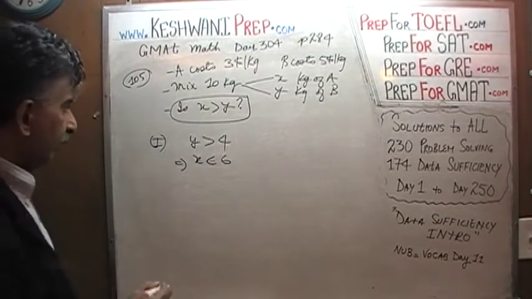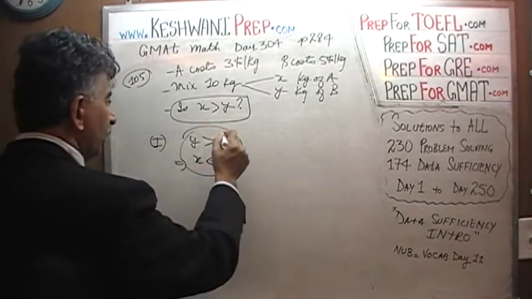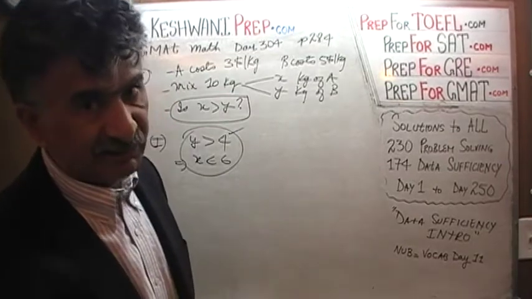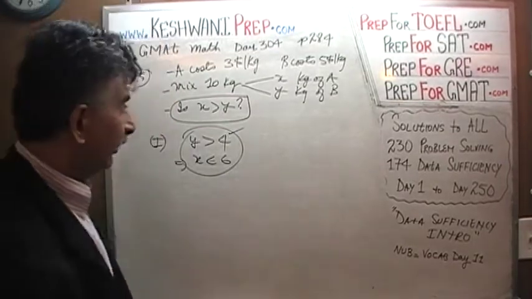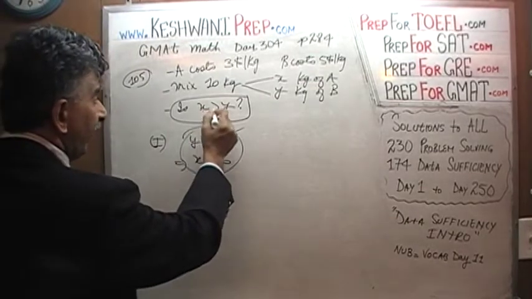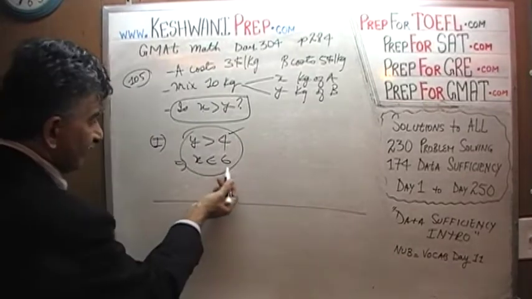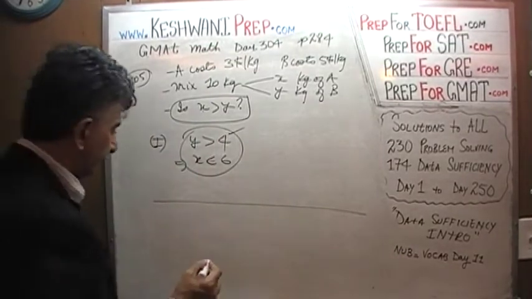Let's look at some scenarios, shall we? We have to meet these two conditions. Y, we are told, is more than 4, which means x must be less than 6. Let's look at a couple of scenarios and see if we are able to answer this question. Is x more than y? Simply knowing that x is less than 6 and y is more than 4, we'll see what happens.